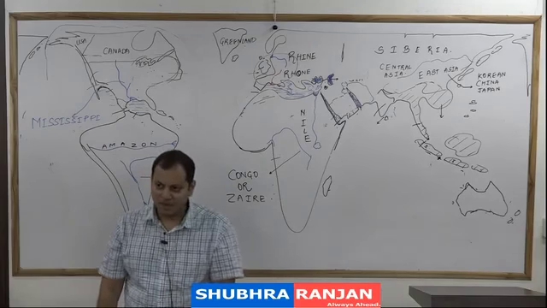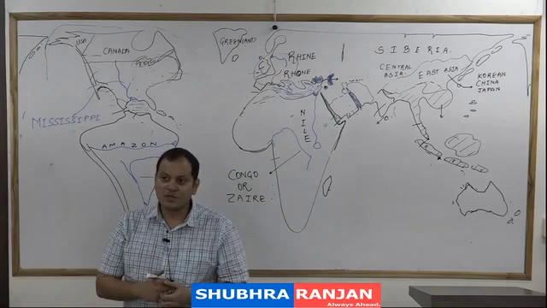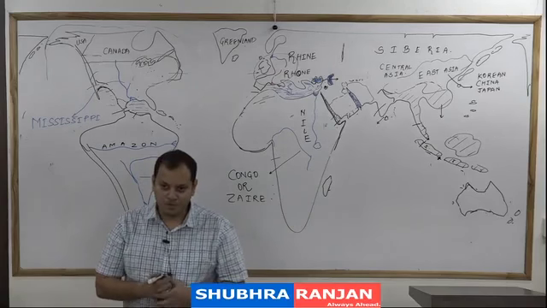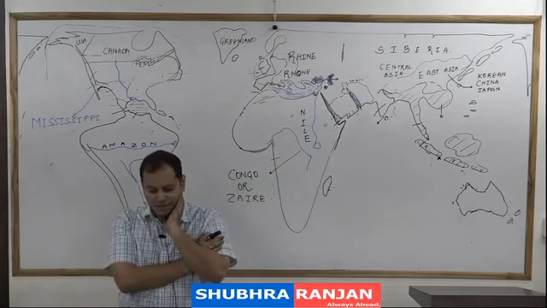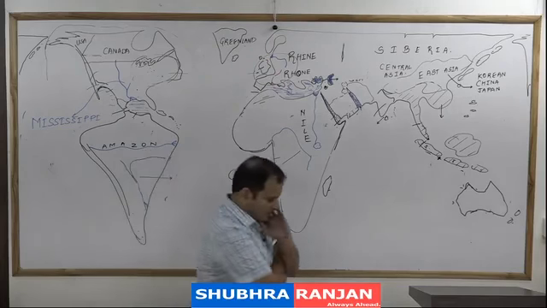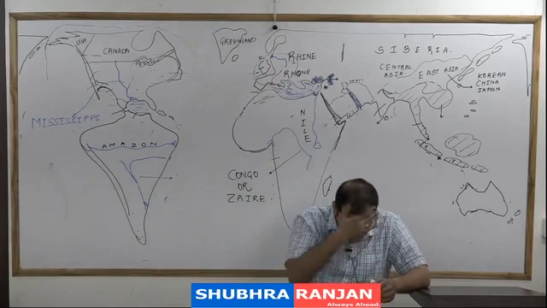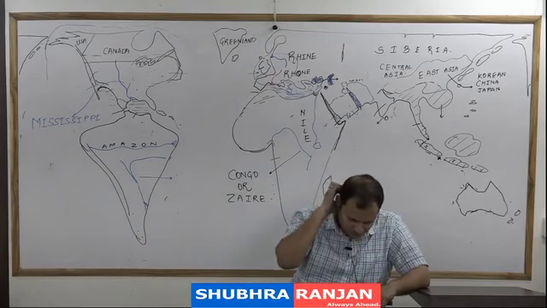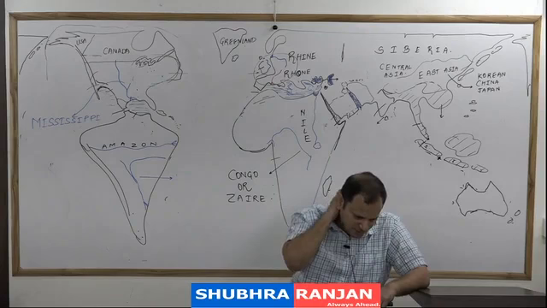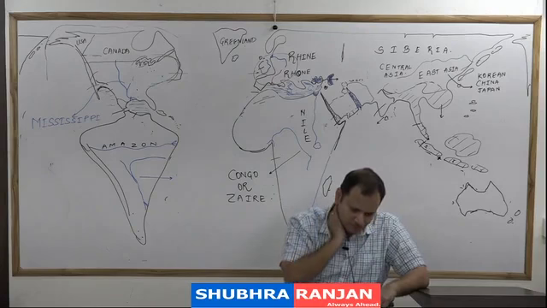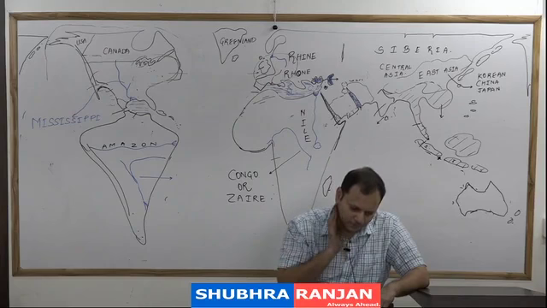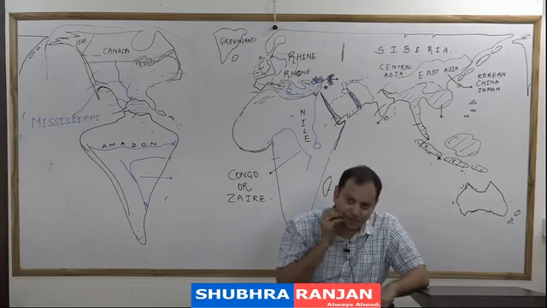ये ज़्यादा important नहीं है. You should know Rotterdam is known as a gateway of Europe. Secondly, Rotterdam is located on a river, which river?